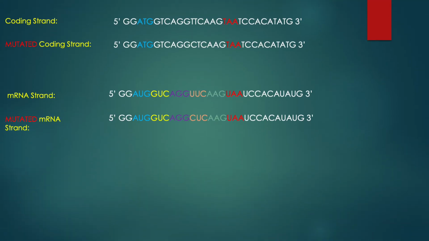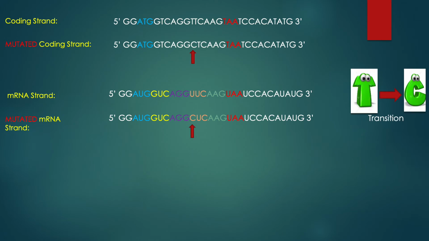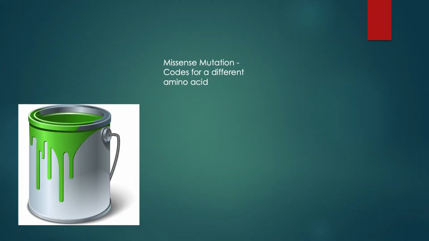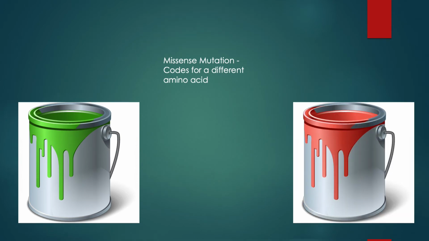Next, we have this mutation in the DNA, resulting in this mutation in the RNA. Because a pyrimidine was changed to a pyrimidine, this is also a transition. Looking at the amino acids from the original and mutated mRNA strands, we see that this is a missense mutation, since the mutated codon coded for a different amino acid. When you picked up the wrong bucket at the store, you got red paint instead of green.